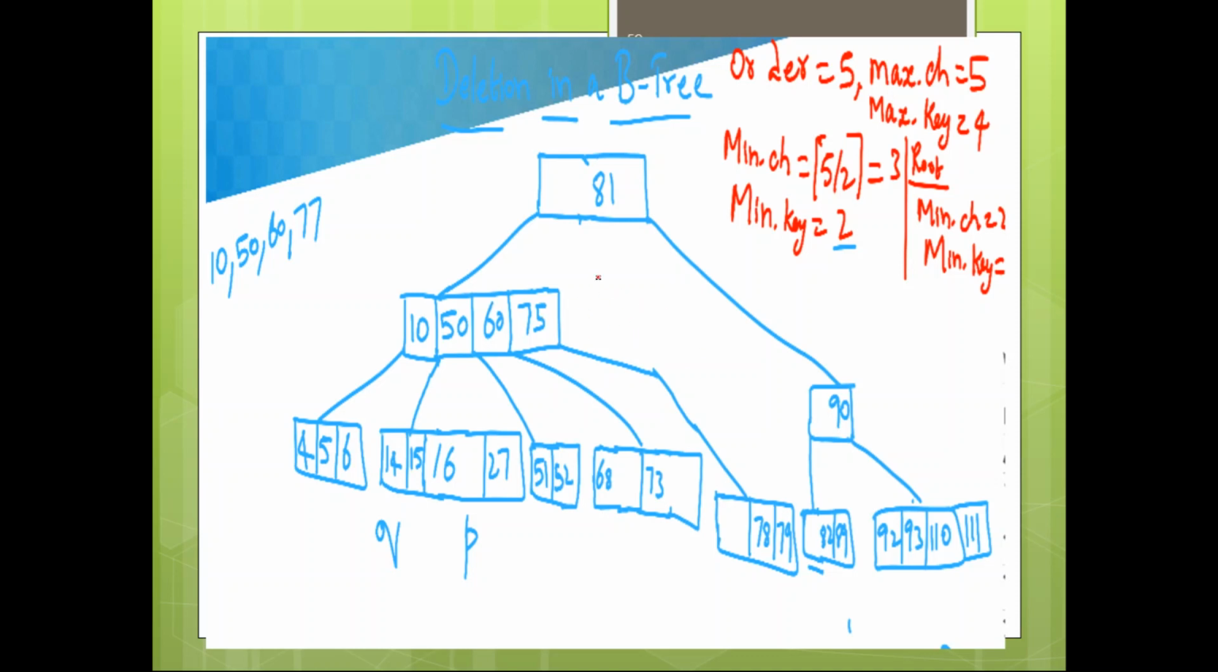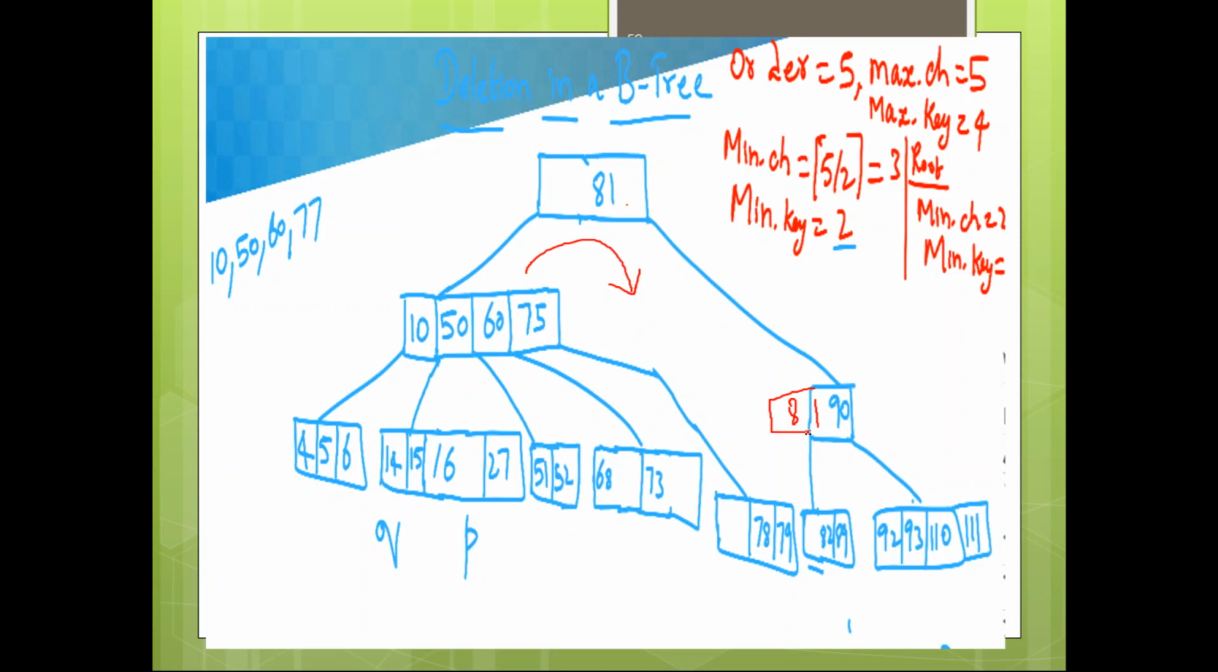So now it is borrowing from the left sibling, so we are performing a right rotation. When you perform a right rotation, this 81 will come down. So this node will become 81 and 90.